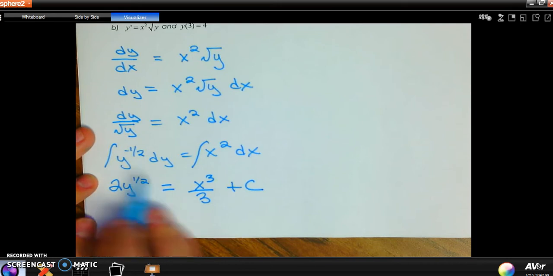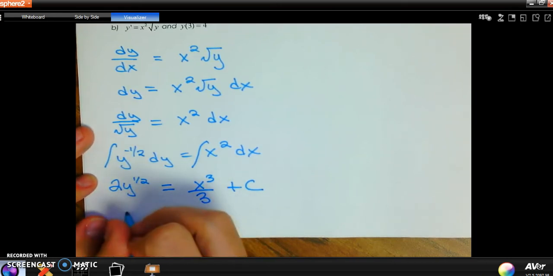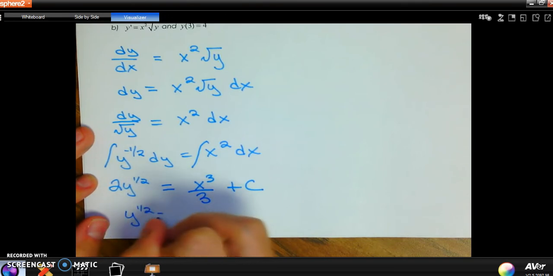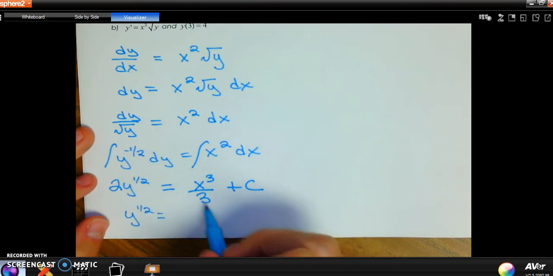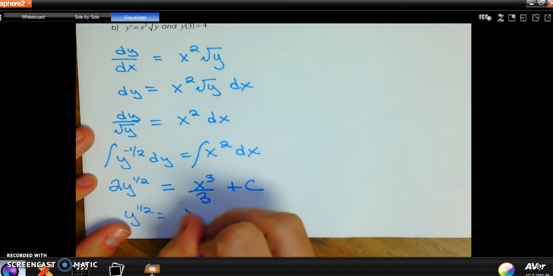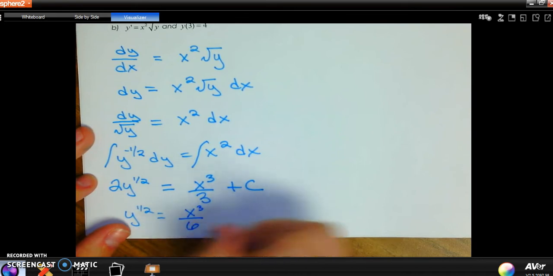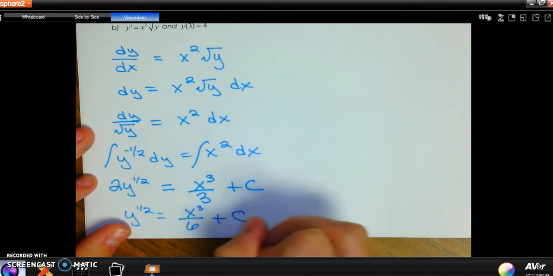And so now I want to get y by itself, so I'm going to divide everything by 2. So I'm going to get y to the 1/2 equals, so if you divided this whole thing by 2, that's like multiplying by 1/2, dividing a fraction. So you're going to get x cubed over 6 plus, that part is still just going to be some other c.